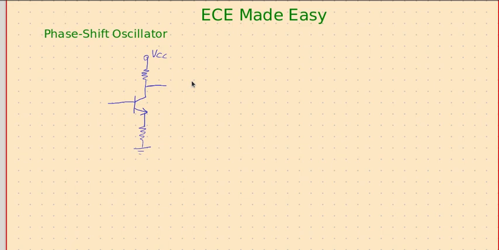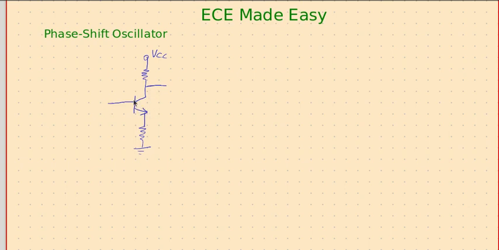Now we will look at how a phase shift oscillator can be made to generate a signal of a required frequency.